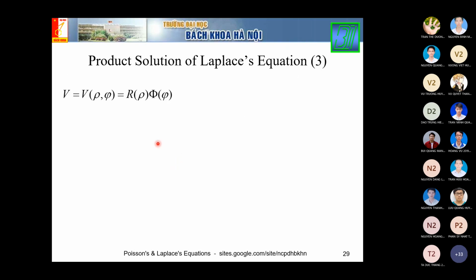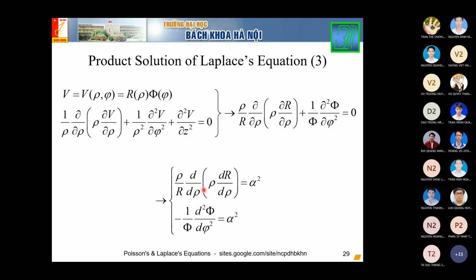Now we move our attention to the cylindrical coordinate system. V here depends on rho and phi, so we can separate V into a product of two functions, R of rho and Phi of phi. In a very similar way, we can come to the separation solution.